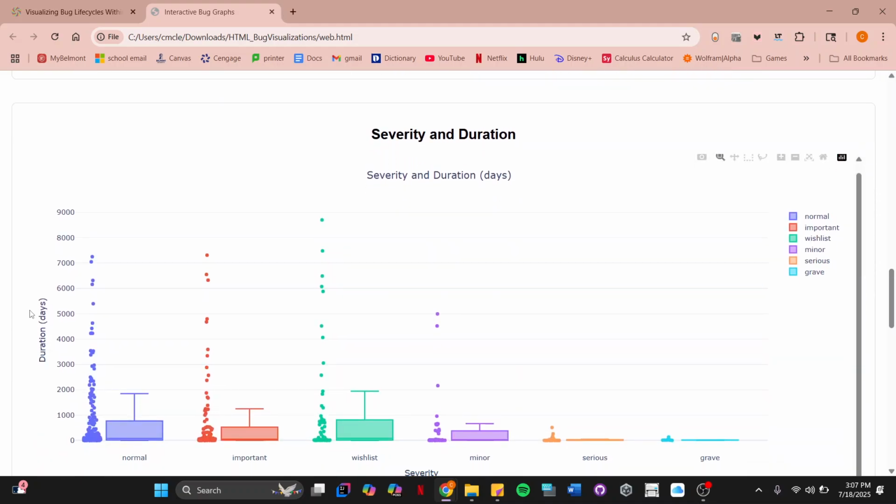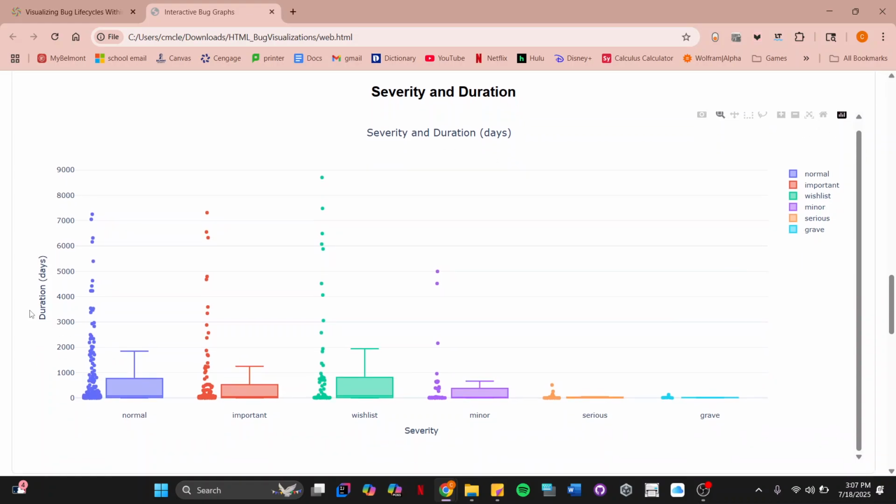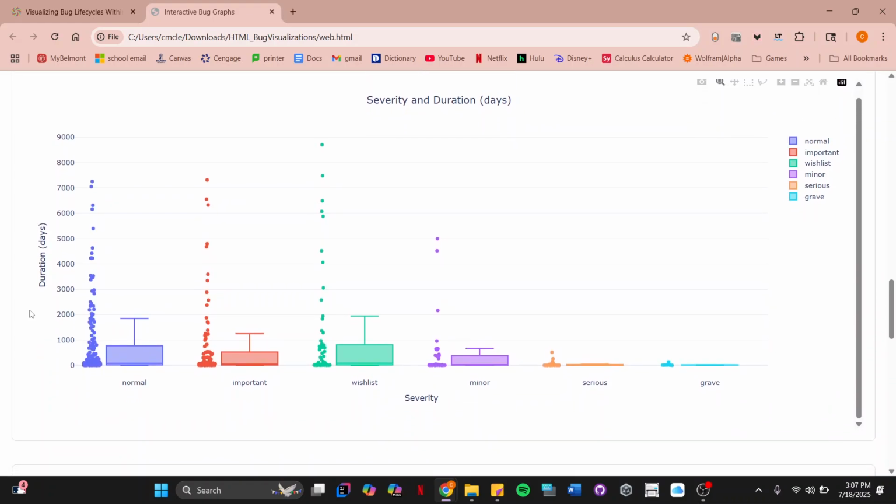So within the severity and duration, we wanted to separate these out to look closer at each severity level. So the wish list items do have the widest range, while the serious and grave have the lowest, which is expected because these do tend to need to be fixed quicker in order to have the system working as it should. And then the normal and important were fixed at a fairly average rate. But we can see this also does have the highest concentration of bugs just by number.